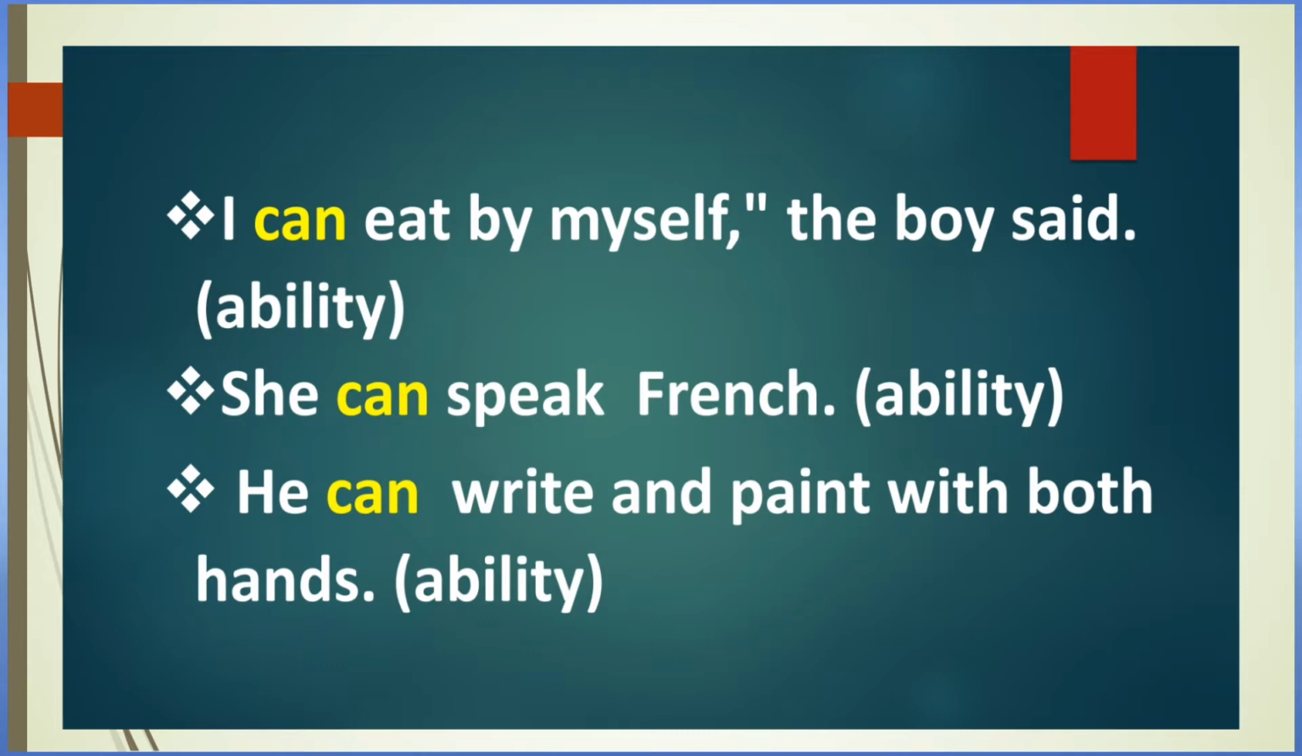He can write and paint with both hands. So this is also an ability of the person. He can write as well as paint with both hands. What we have to remember is that whenever we talk about the ability or the disability of a person, we have to use the modal can. Now let's move to the next set of examples.